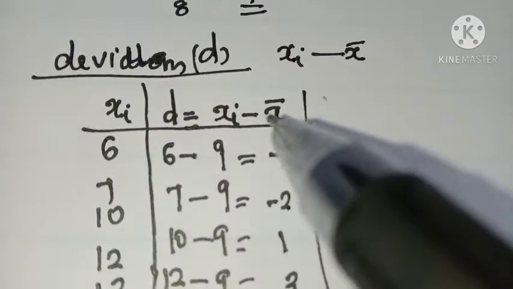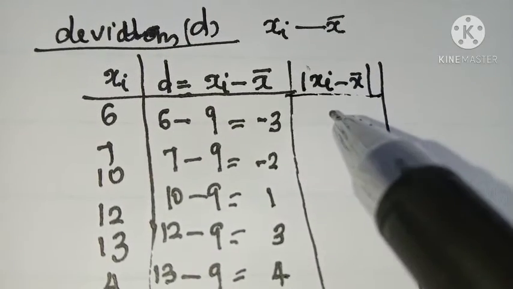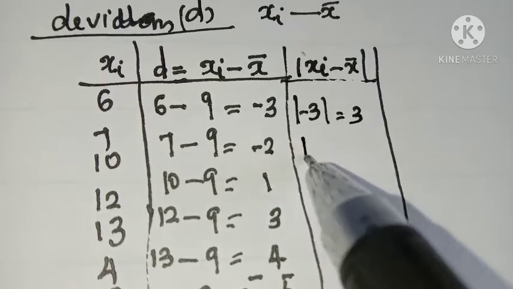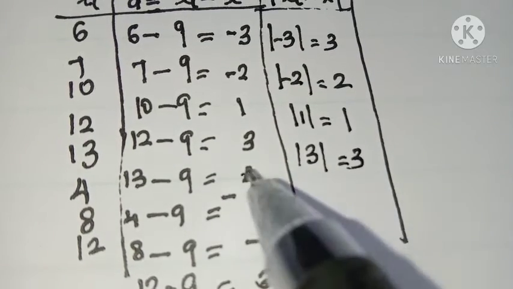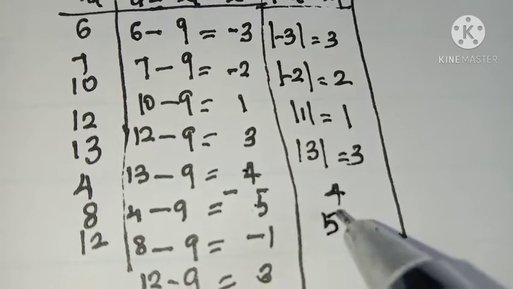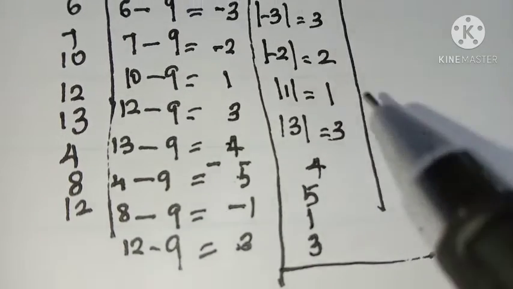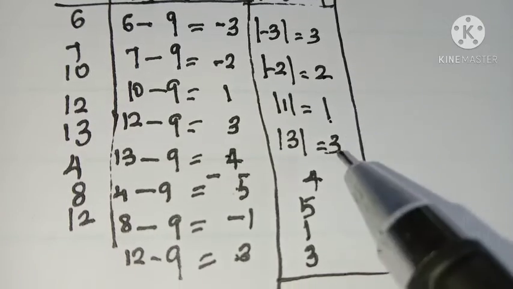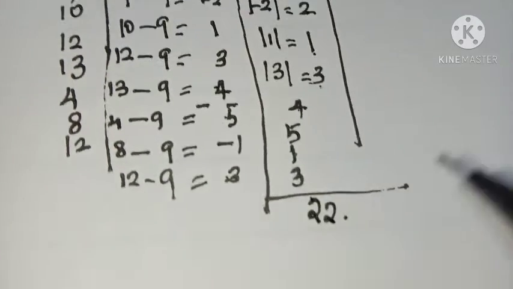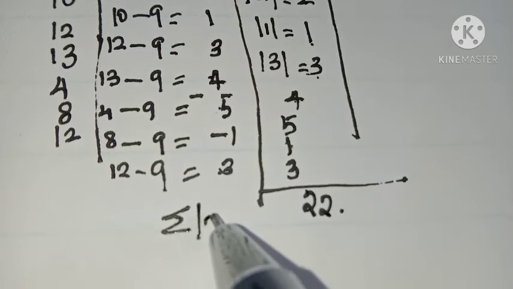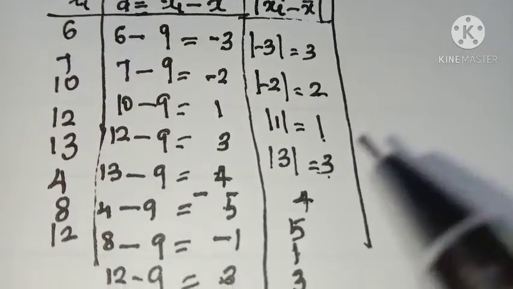Now take the modulus of this deviation, xi minus x bar. Modulus of minus 3 is 3, modulus of minus 2 is 2, modulus of 1 is 1, modulus of 3 is 3, modulus of 4 is 4, modulus of minus 5 is 5, modulus of minus 1 is 1, modulus of 3 is 3. Now find their sum: 3 plus 2 plus 1 plus 3 plus 4 plus 5 plus 1 plus 3, which gives 22. This 22 represents sigma, the summation of modulus xi minus x bar.